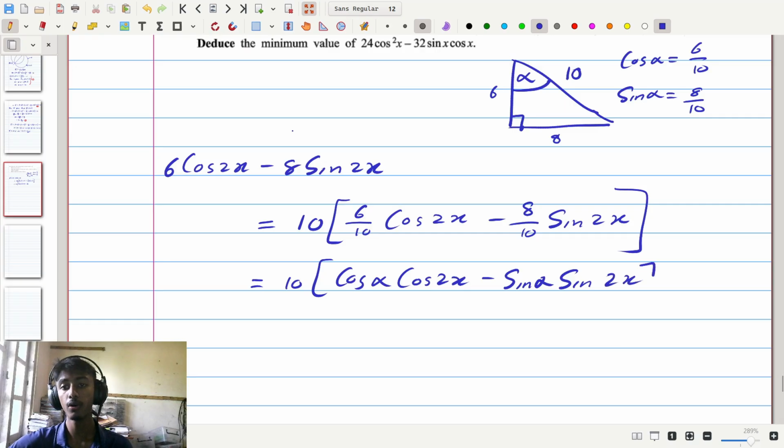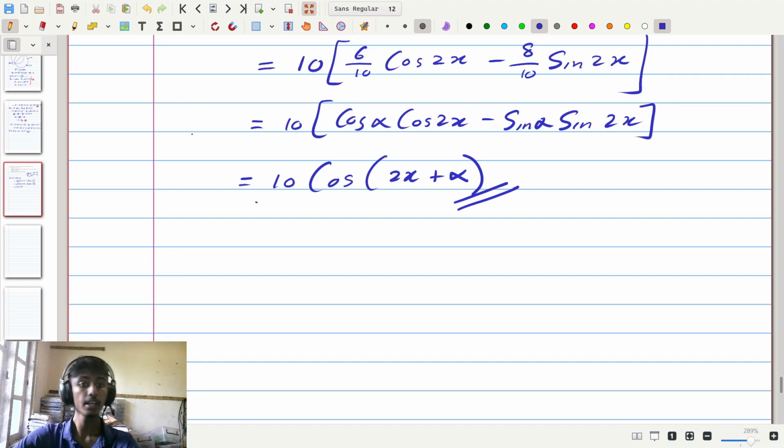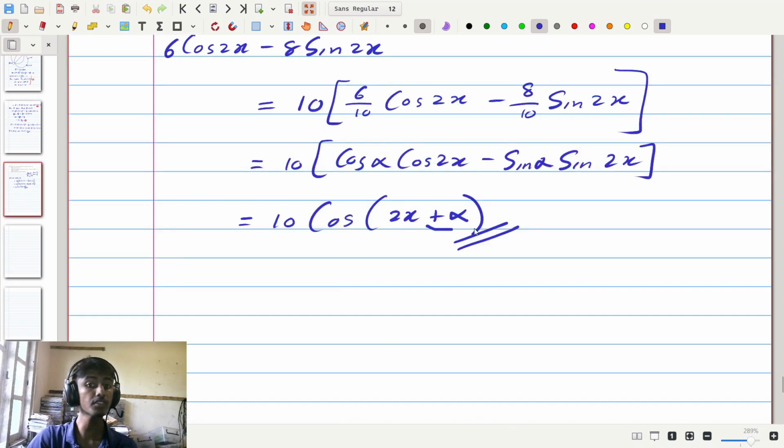Now as we know, when we have this form, cosine a cosine b minus sine a sine b, it is equal to the cosine of a plus b. According to that, we are going to get 10 times the cosine of the sum of these two angles, which is alpha plus 2x, which I'll write as 2x plus alpha. And we are done with that. Now we can see this is the form that we wanted. We have 10 at the front, which is the r here, but for the alpha here, we've just substituted alpha.